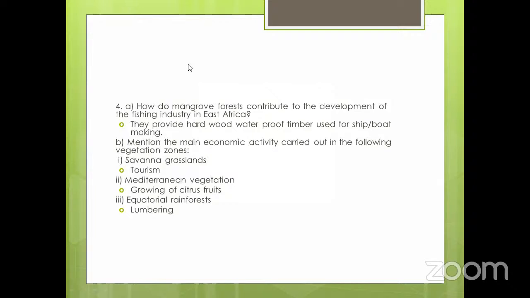Lumbering. That's good. So what is lumbering? In case they ask you, what is lumbering? You might have learned about this. This is what is taught from P4, P5. Anyone with the idea about lumbering? What is lumbering? Yes, Dan?